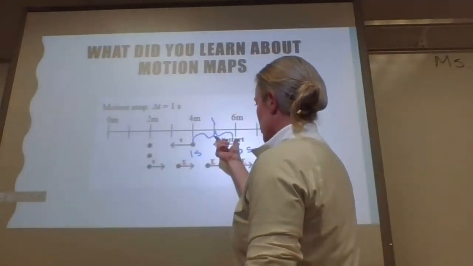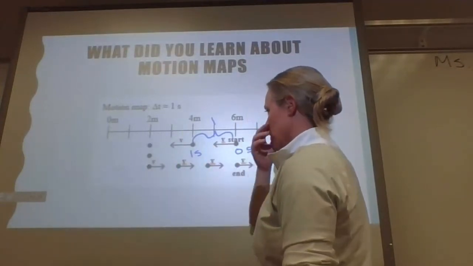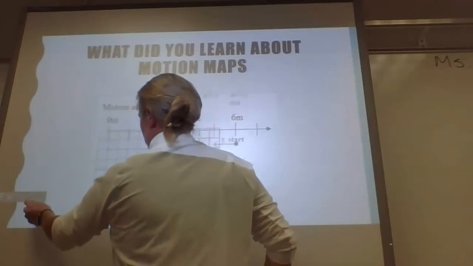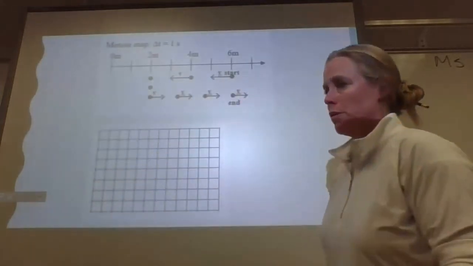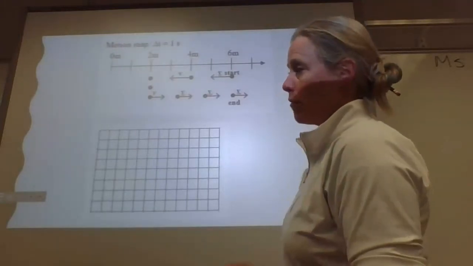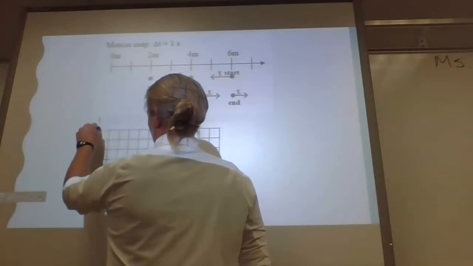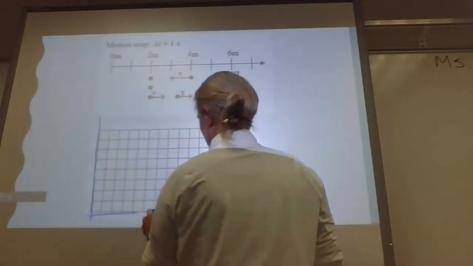Pennies further apart, larger velocity. Pennies closer together, smaller velocity. One of the exercises we're doing is going from a motion map to a graph, a position time graph, and from a position time graph back to a motion map. So I want to show you what we did in class.